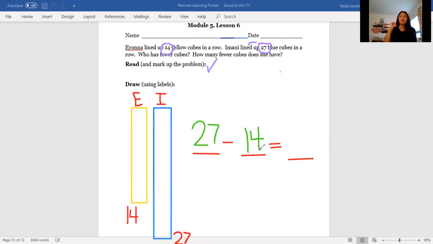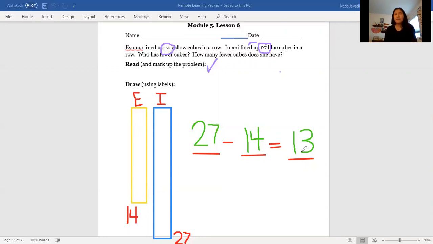27, 26, 25, 24, 23, 22, 21, 20, 19, 18, 17, 16, 15, 14, 13. Whew, the answer is 13. I know because I grabbed 27 and counted down 14 times.